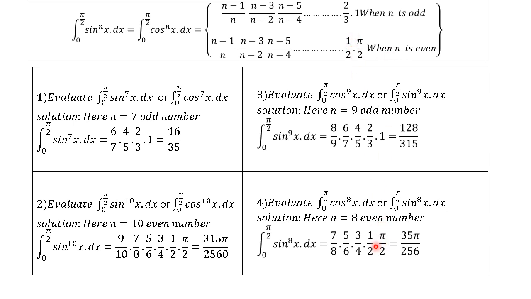See here, an even number ends up with 1 by 2 into pi by 2. Multiplying this one, you will get 35 pi divided by 256.